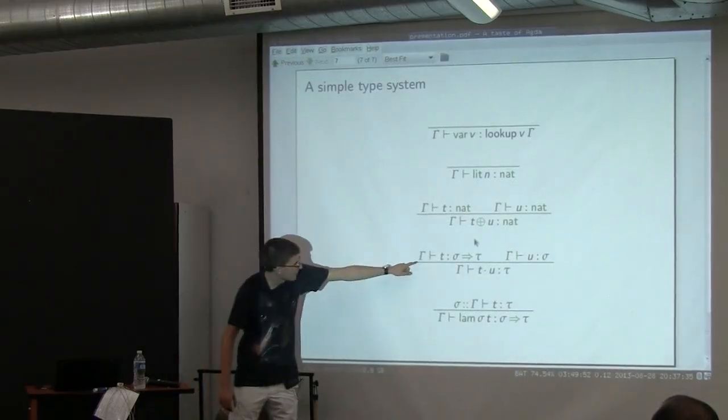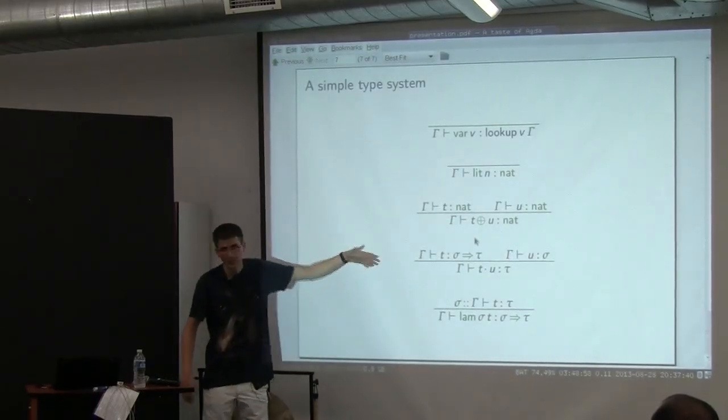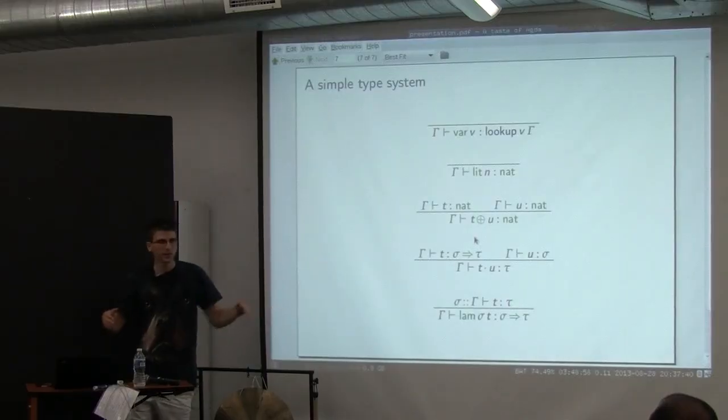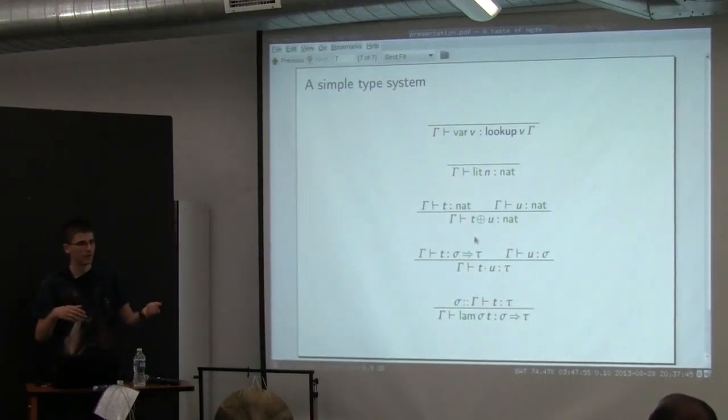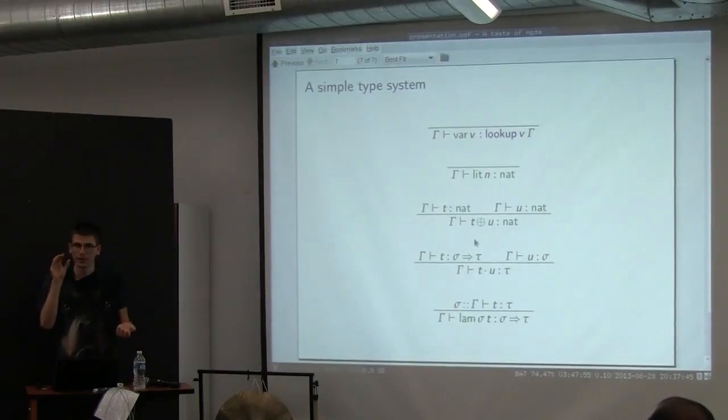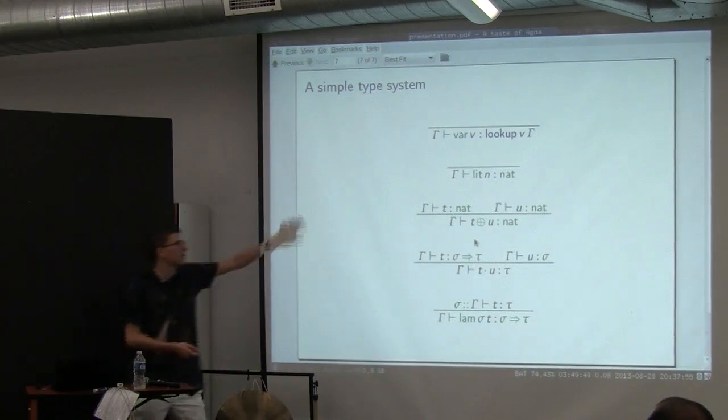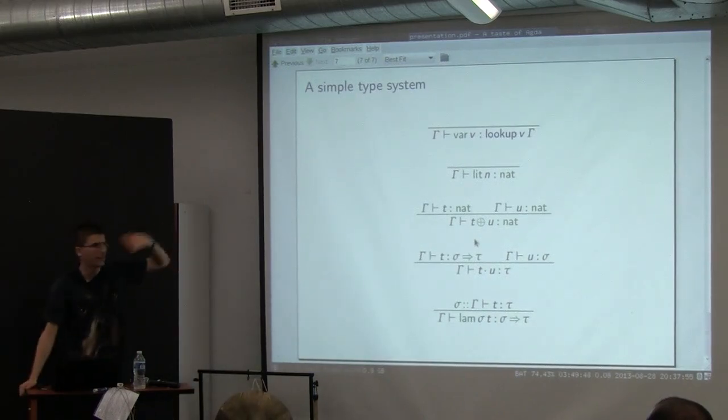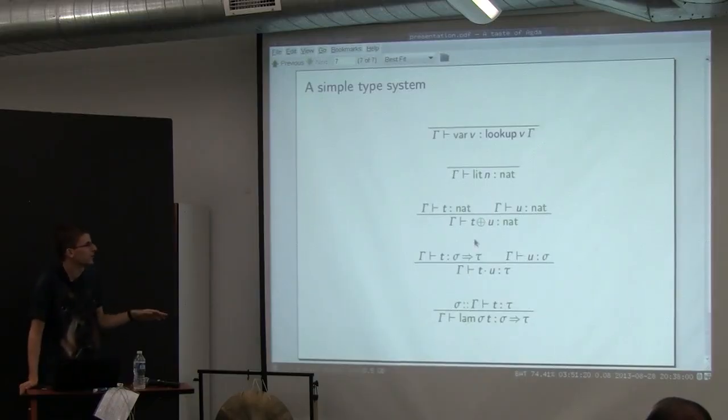And these capital gammas represent contexts. Contexts store the types of variables that are bound. So if we have a lambda function and we're type checking the body, we need a way to know what the type of the bound variable is. And by the way, this is a very popular convention. If you read any paper, they use capital gamma and this syntax, so it's useful to know how to read this.